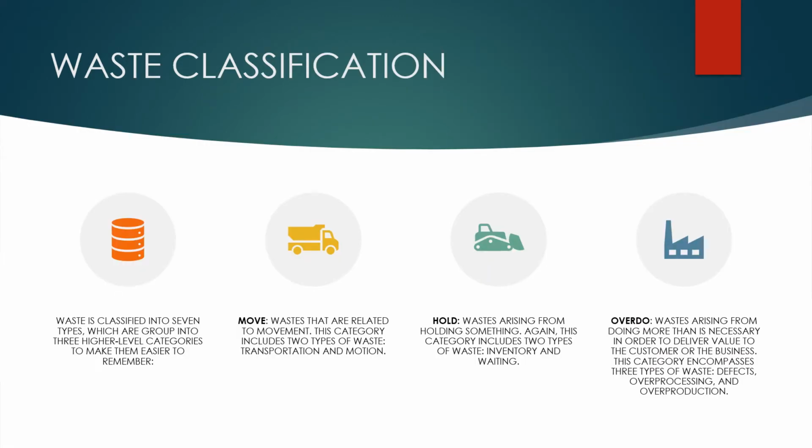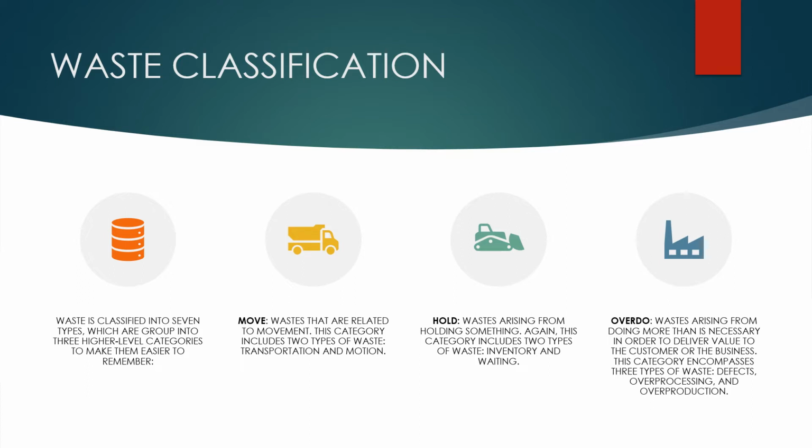So the waste is classified into seven categories, and these categories are grouped into three different categories to make it easier for us. The three different types of waste would be move, hold, and overdue. Coming to move, not all transportation waste in the process can be eliminated. In particular, the transportation of equipment cannot be fully eliminated. For example, to reduce the cost of physical transportation, we batch together several deliveries.